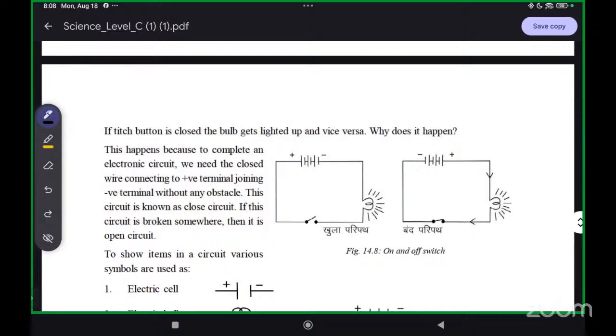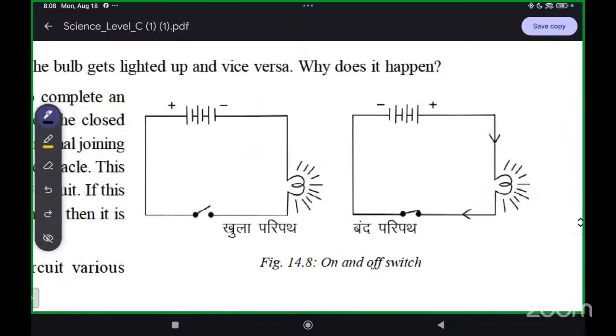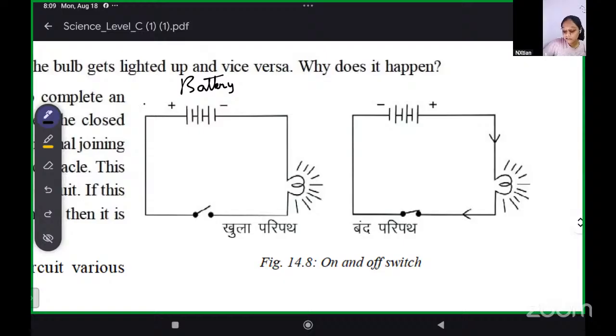Okay, alright. So this is the circuit. This is the electric circuit, and this is how you represent a battery. This is the battery. This is the positive terminal. This is your negative terminal. This is your bulb.